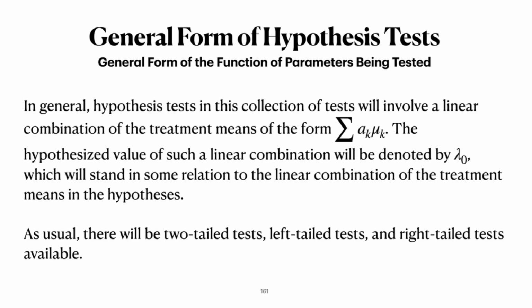The hypothesized value of such a linear combination will be denoted by lowercase lambda sub 0, which will stand in some relation to the linear combination of the treatment means in the hypotheses. As usual, there will be two-tailed tests, left-tailed tests, and right-tailed tests available to us.